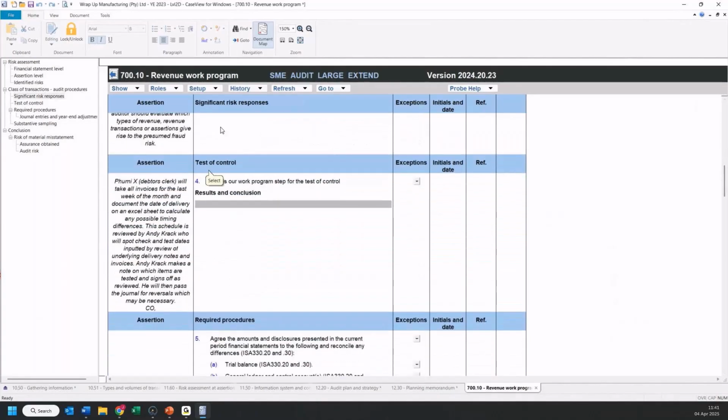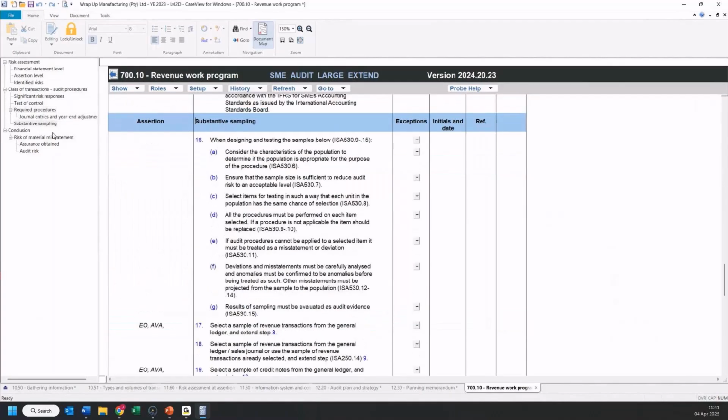Then the next thing we have after significant risk, we also have test of controls. There's my procedure again coming through. This is our work program step for the test of controls. Remember, I typed that earlier on. That's for the cutoff assertion. And then we get to required procedures. So I can also just click through here. Significant, test of controls, required procedures, substantive sampling. That's in there where you can see my paragraphs for 530, all showing as to what I need to complete.